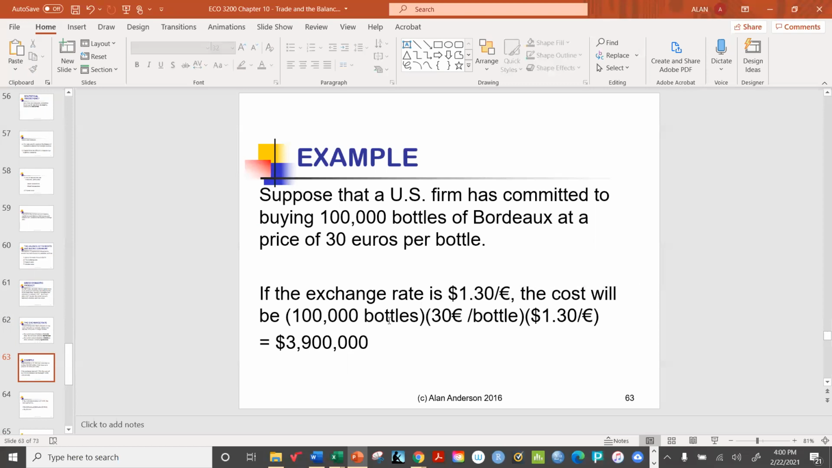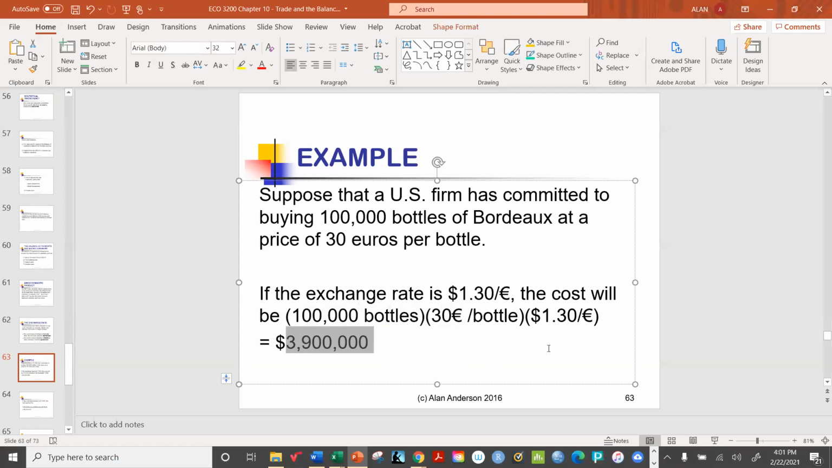We multiply 100,000 bottles by 30 euros per bottle times the exchange rate of $1.30 per euro. So we're going to be paying $3.9 million for those bottles. So the question is, what happens if the exchange rate changes? Because that will directly affect not the euro price of the bottles, but the dollar price of the euros. That's the problem right there.